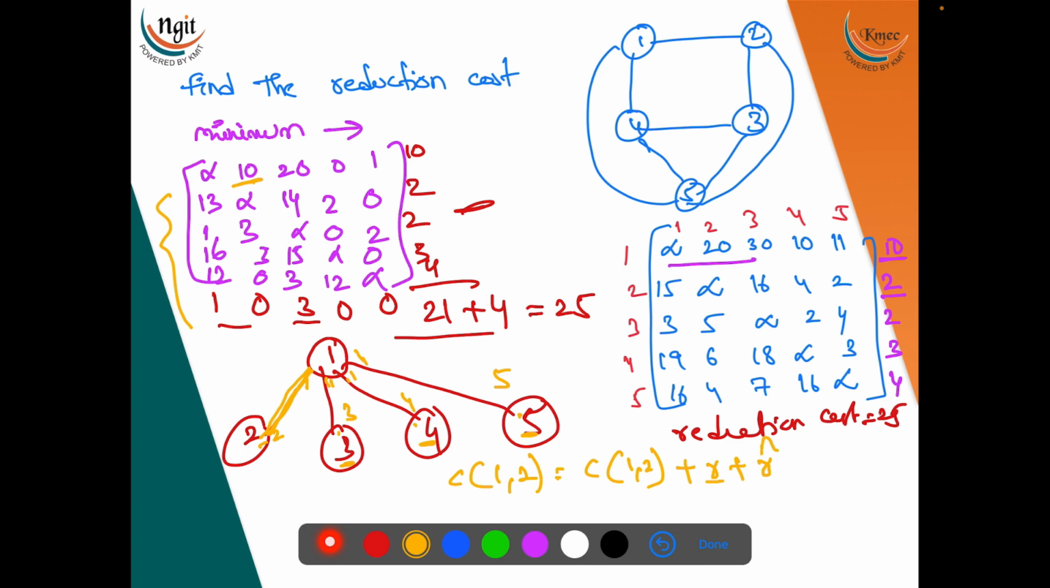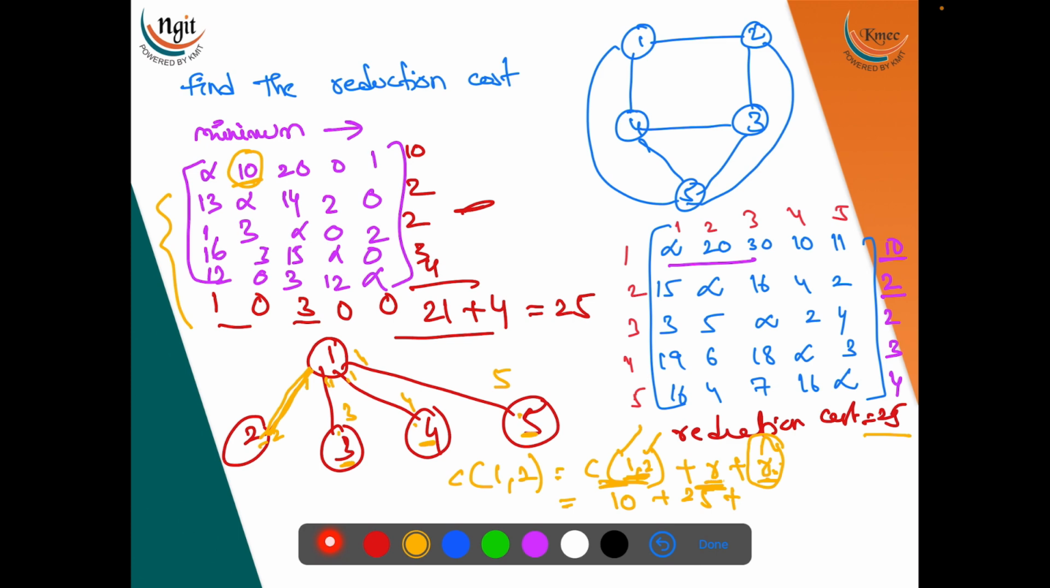Now, C of 1 comma 2 you already have. What is C of 1 comma 2? It is 10. What is the reduction cost R? It is 25. The R cap value you have to find out. How can I find this R cap value? If I want the path of 1 comma 2, make the first row infinite and the second column infinite. Now again apply reduction.